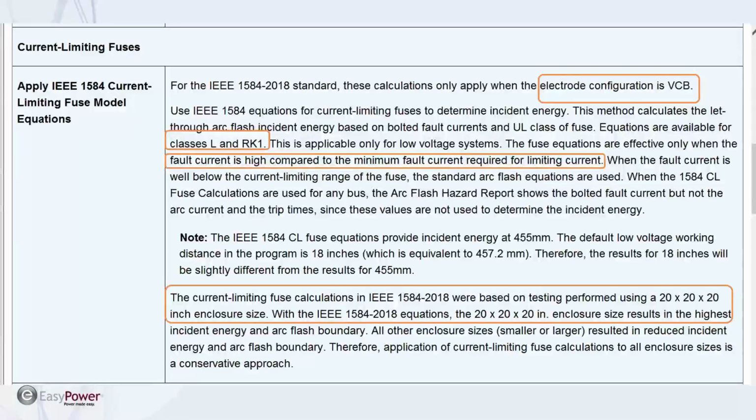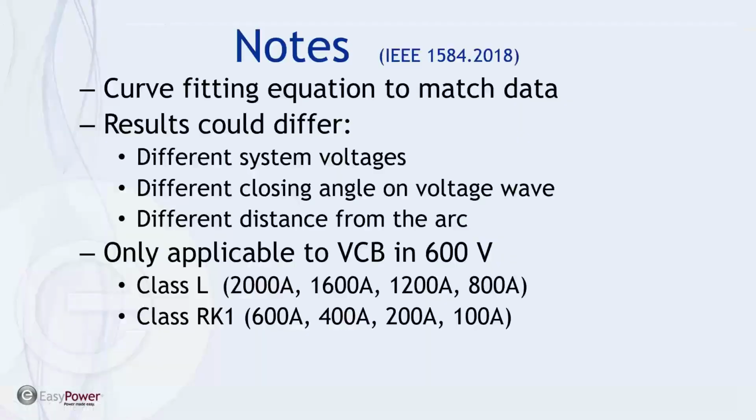Now, as far as notes on this, what this meant is that the standard 1584 is the result of curve fitting to match the data that was taken. And pretty much the same is true regarding the current limiting fuse equations, but it's significant that no additional testing was done between 2002 and 2018 on current limiting fuses. The verbiage describes that the clearing time was so quick it was difficult to get test results that were consistent or predictable outside of the range that had already been done.